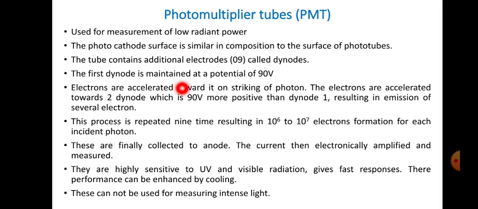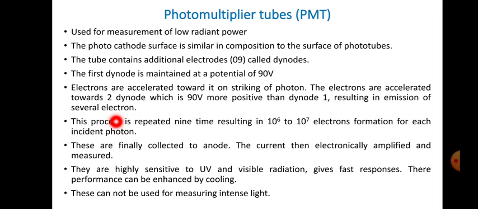So the first dynode is maintained at a potential of 90 volt, then electrons are accelerated towards it on striking of a photon, and then electrons are accelerated towards the second dynode. So these 9 dynodes are arranged in such a way that when the light strikes the first dynode, it will reflect back into the second, then in the second it will get multiplied and go into the third, then again in the third it will get multiplied and go into the fourth one, and so on. So every time it strikes a dynode, it gets multiplied and the low radiant power gets amplified and will be detected in the detector.